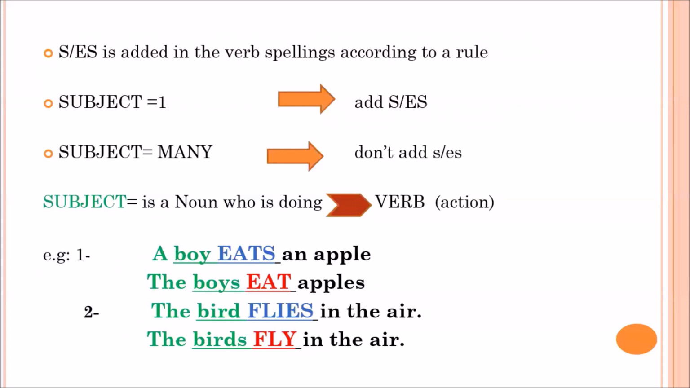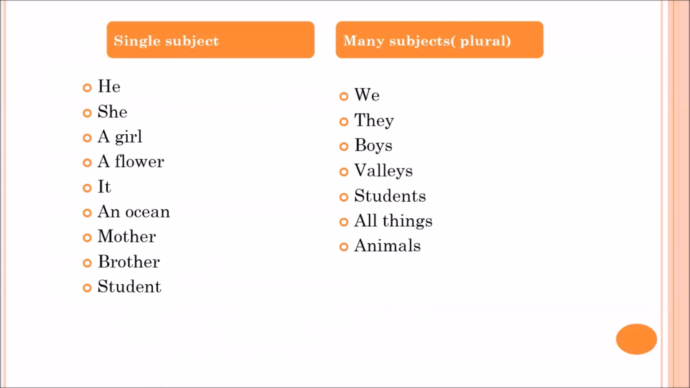Second example, the bird flies in the air. The birds fly in the air. I hope you have understood how to add s/es in the verb spelling when you are using simple present tense. Now there are a few more examples of single subject and plural subjects.